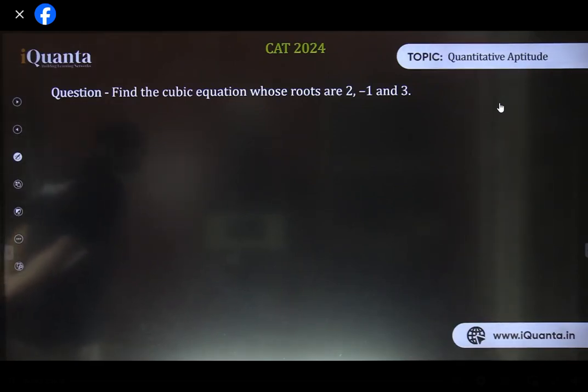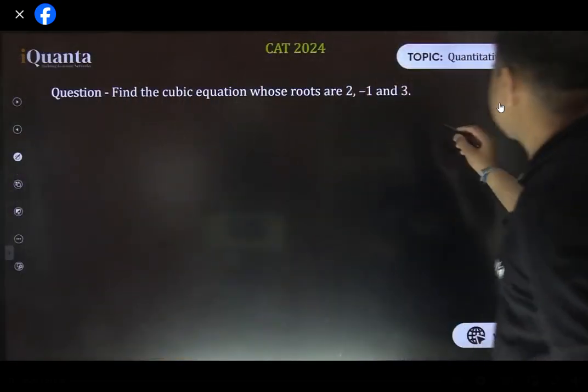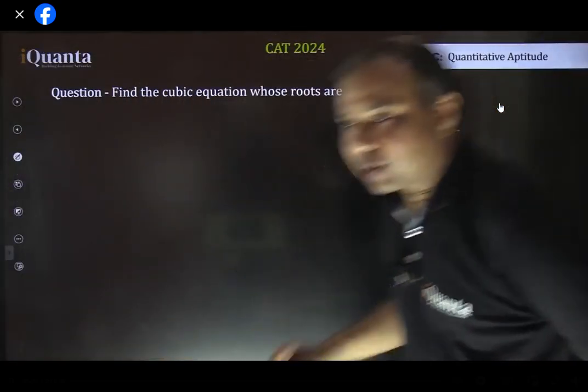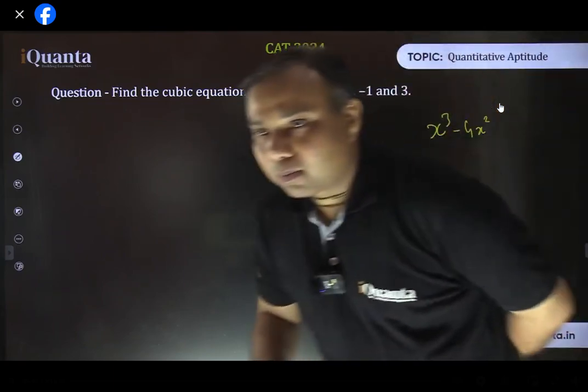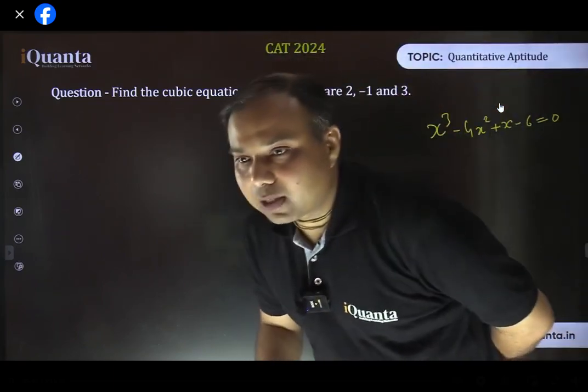Okay, answer please. Here's one answer. X cube minus 4x square plus x minus 6 equals 0. Aratrika says, let me write. X cube minus 4x square plus x minus 6. Okay, and in between I could see some other answers as well.